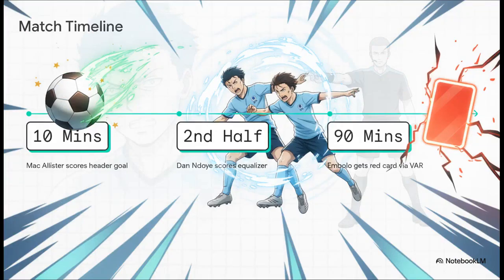Now, what's really interesting about this slide is just looking at the sheer chronological chaos of this matchup. We go from a lightning-fast goal right at the 10-minute mark, straight into a super tense equalizer in the second half, and then boom, it culminates in this massive, game-altering red card right at the end of the 90 minutes. It's kind of the perfect map of the wild momentum shifts that totally defined this battle.